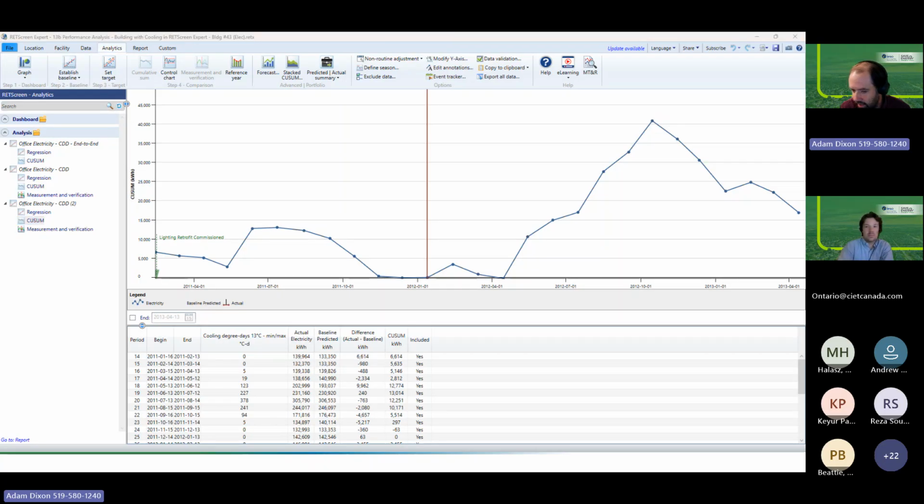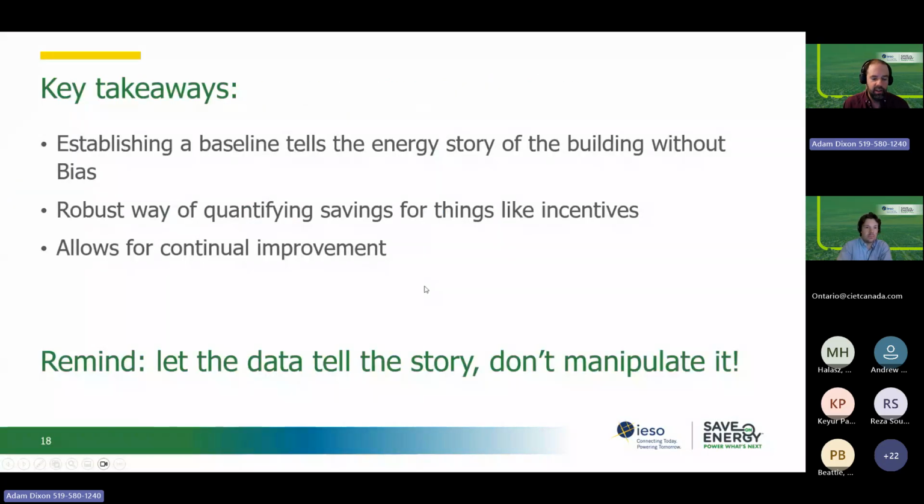I'm going to jump back to the slides here for a second. I think we're reaching the end of what I had planned. So one of the key takeaways: establishing a baseline tells the energy story of the building without bias. It uses statistics that remove the bias. You're normalizing it for things. Once you've gone through all the techniques and you have good statistics, it tells the unbiased story of what's going on in your building. That's, I think, the best thing to look at.